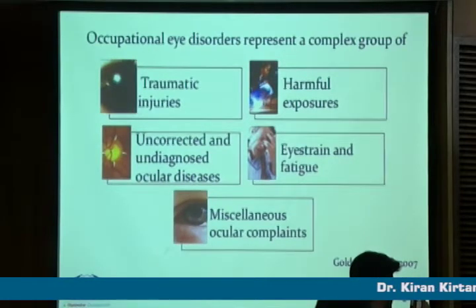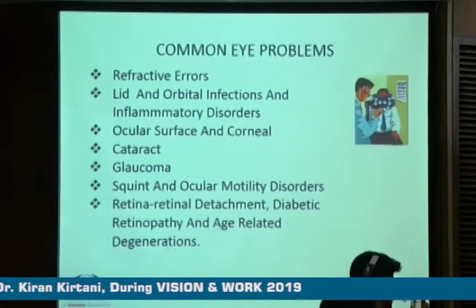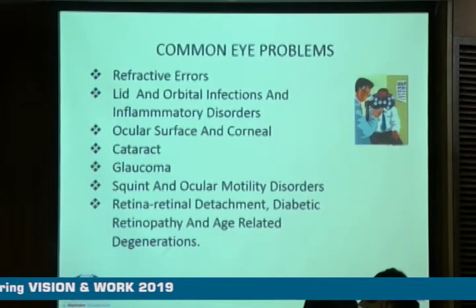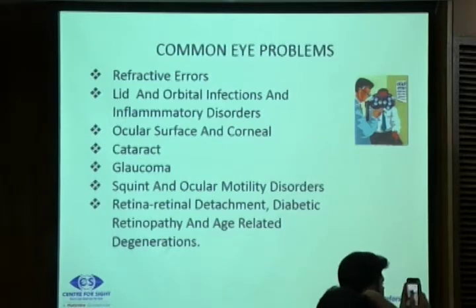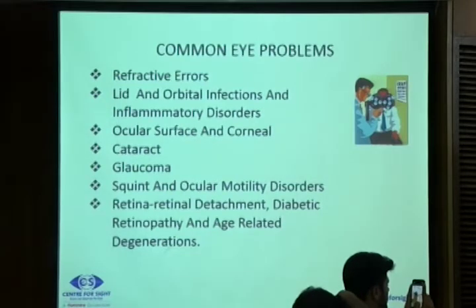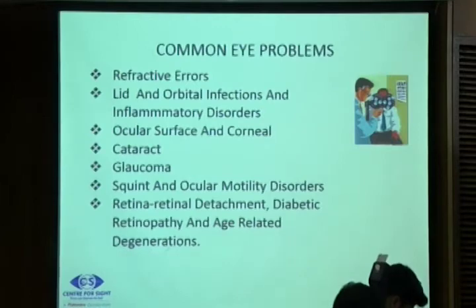So occupational eye disorders represent a complex group of traumatic injuries, harmful exposures, uncorrected and undiagnosed ocular errors or diseases, eye strain and fatigue, and miscellaneous ocular complaints. But the most common eye problems which come not only to a medical specialist but also to an ophthalmologist are refractive errors, lid and orbital infections and inflammatory disorders, ocular surface and corneal diseases, cataract, glaucoma, squint and ocular motility disorders, and retina, in which we tend to face retinal detachments, diabetic retinopathy, and age-related degenerations.